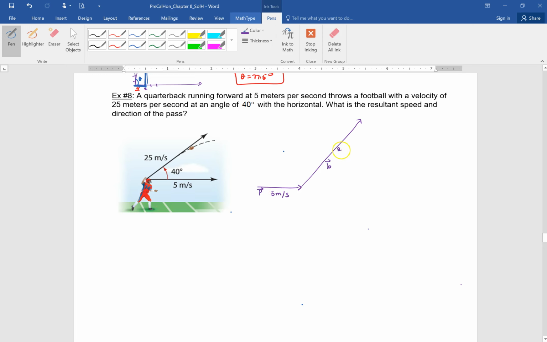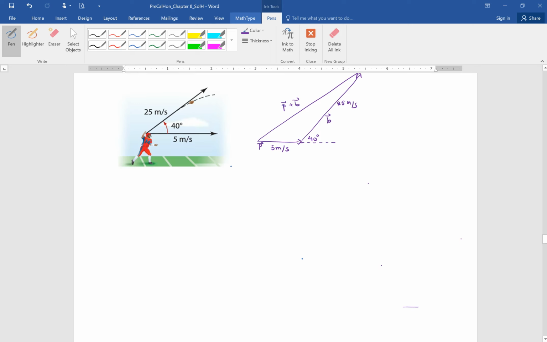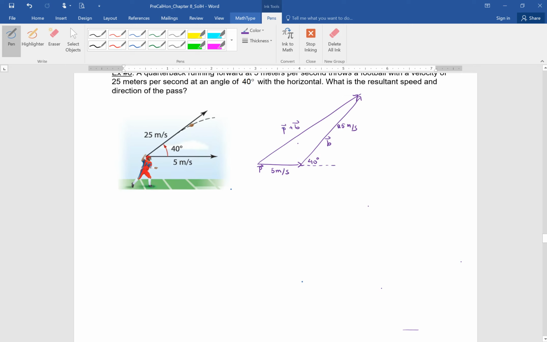The magnitude of that vector is 25 meters per second, and here it makes an angle of 40 degrees with the horizontal. So what we're doing essentially is now we want to find the magnitude and the direction of the resultant. Here is the resultant. Okay, this is the resultant, P plus B. Except now we're going to do it mathematically. So we have to write the two vectors, P and B, in component form.